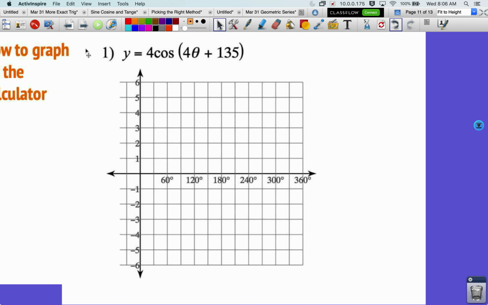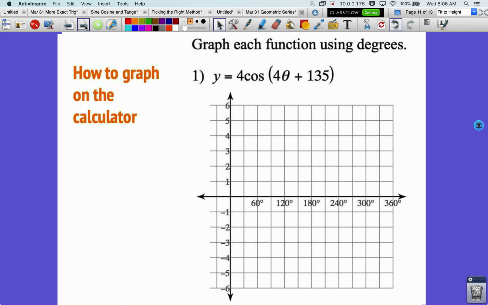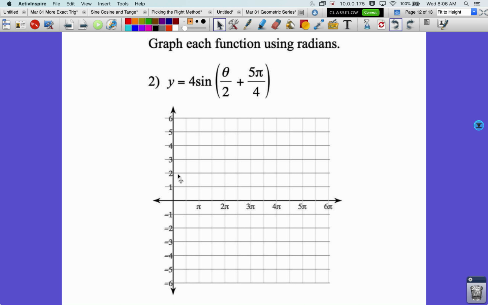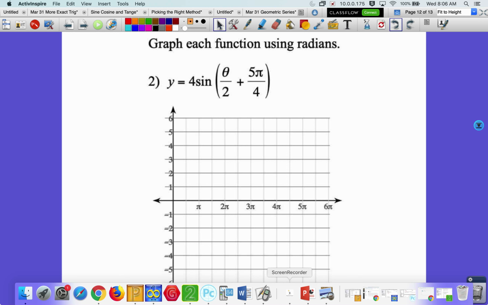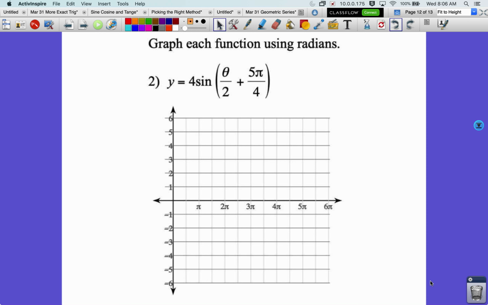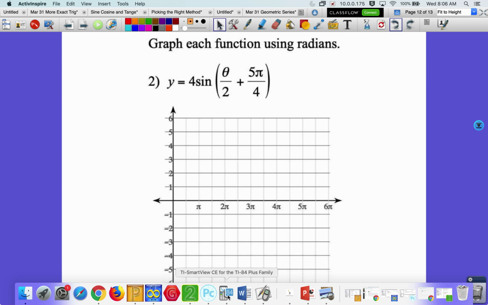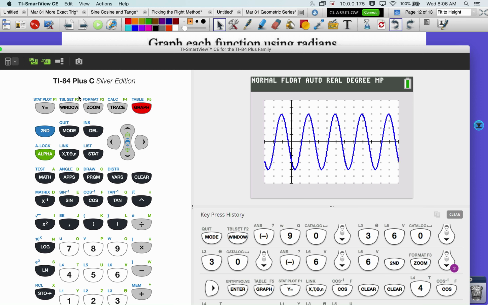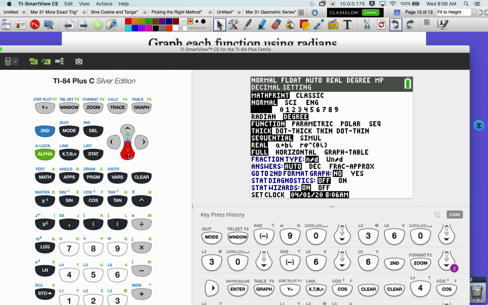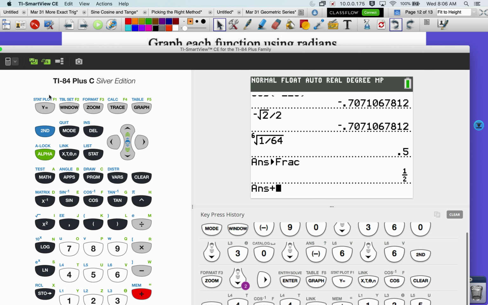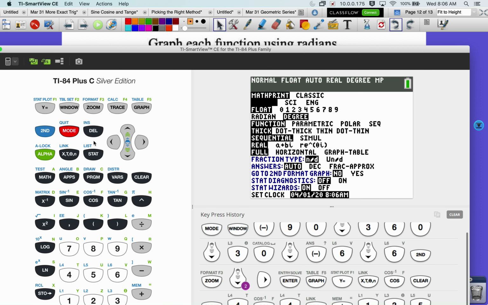Let's try it again. Different numbers, different units. Here I see my x-axis is in radians. So how do I adjust my calculator? And it's going up to 6 pi, and it looks like it has hash marks every pi over 2. So to do this next one, I need to change into radian mode. Did it actually change? No.